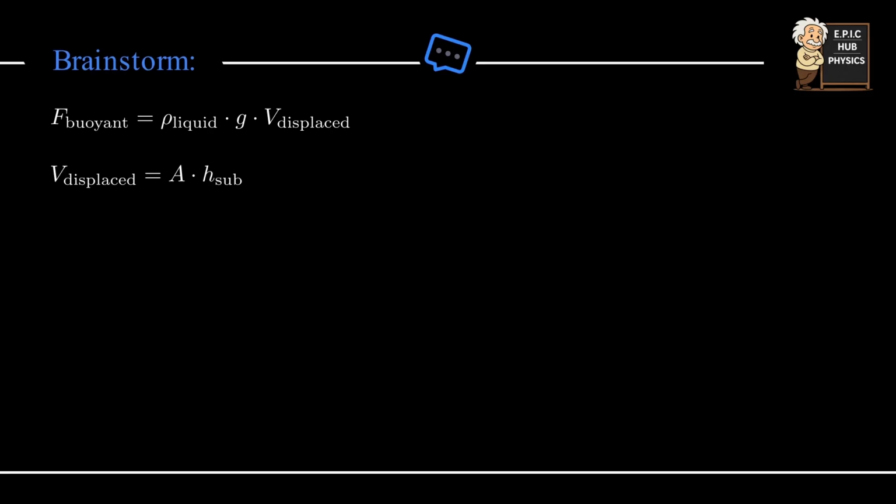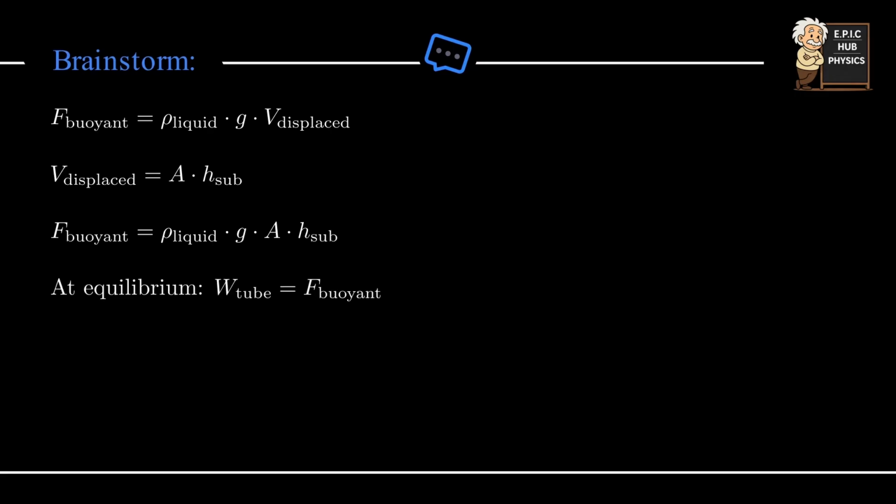Substituting this into the buoyant force expression gives: buoyant force equals density of the liquid multiplied by g multiplied by A multiplied by the submerged height. Now consider the equilibrium condition. Since the tube is floating at rest, the upward buoyant force must equal the downward weight of the tube. So, the weight of the tube equals the buoyant force. Therefore, weight of the tube equals density of the liquid multiplied by g multiplied by A multiplied by the submerged height. Next, we rearrange this equation to make the density of the liquid the subject. Density equals the weight of the tube divided by g multiplied by A multiplied by the submerged height.